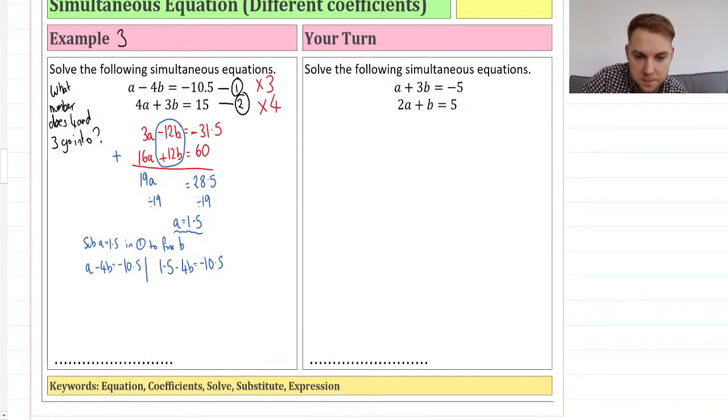Okay, so then to solve this, I need to minus 1.5, minus 1.5. Now this is tough, which gives me minus 4B. Minus 10 minus 1.5 is equal to minus 11.5. And then divide by minus 4. B divided by minus 4 is equal to positive 3. And there are two answers here. So A is equal to 1.5 and B is equal to 3.